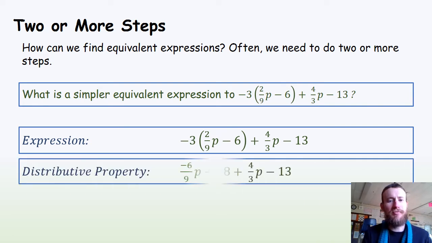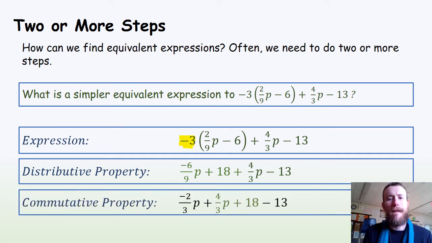Start with your expression. First, distributive property. So -3, when you look in the front, that is a multiplier. If you multiply -3 times 2/9, you're going to get -6/9 times p. If you multiply -3 times -6, you're going to get +18. You always want to do the distributive property first if you can.